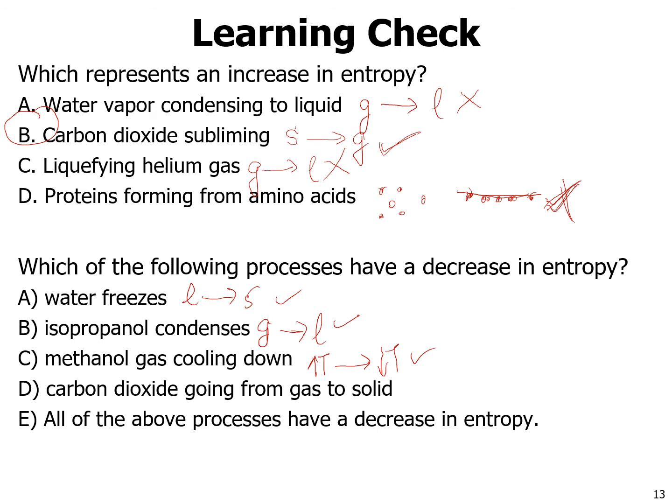Carbon dioxide is going from gas to solid. Gas here is getting converted into solid. Again, gas to solid, gases have more entropy, solids have less entropy, meaning in this case entropy is going higher. Oh, sorry, decreasing. In this case also entropy is decreasing. So in all our cases, entropy is decreasing. All the above processes have a decrease in entropy, which is correct, meaning our answer is E. Okay, easy. So let's move on to the next concept.